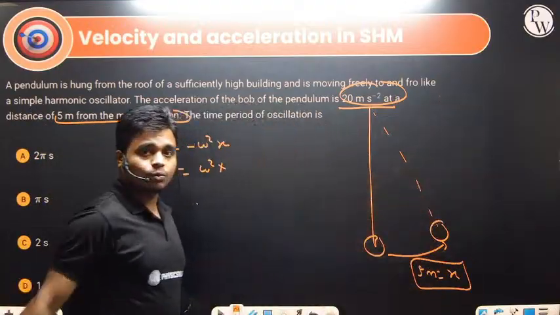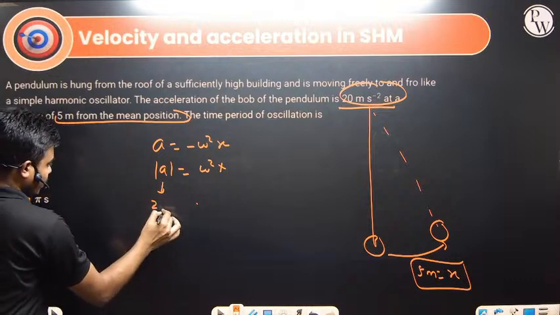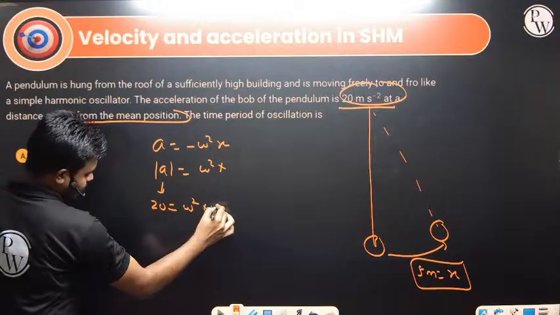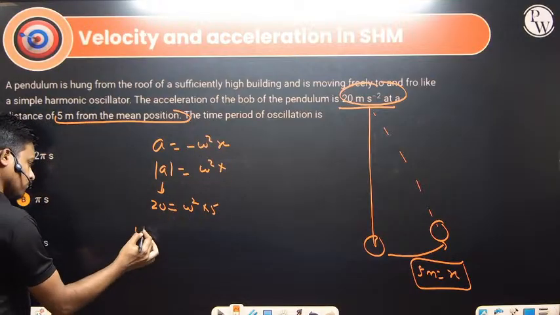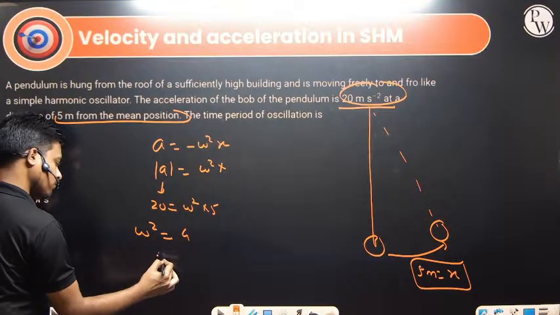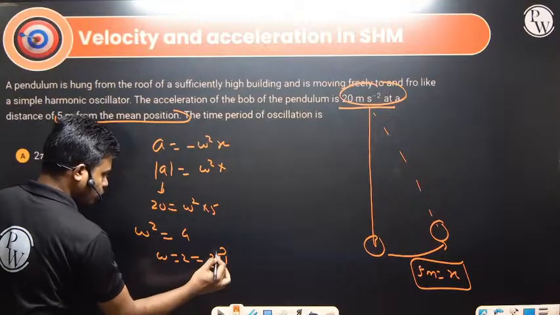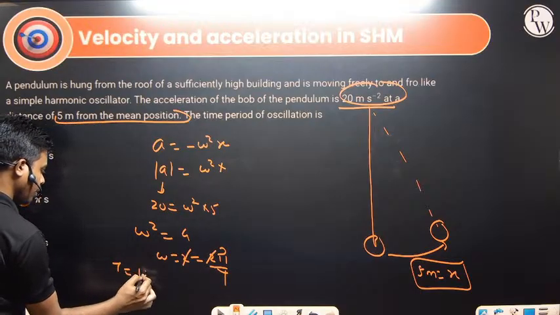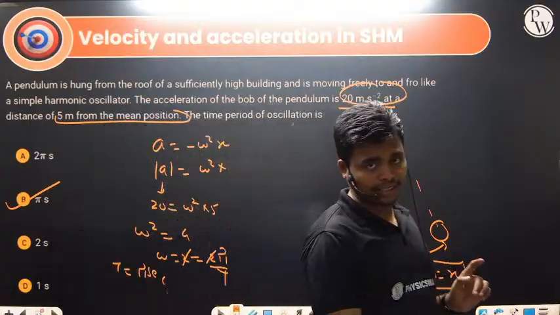At 5 meter, what is the value of the acceleration? They have mentioned that it is 20. So this value is 20, and what is 20? Omega square into 5, right? What are they asking? Time period of oscillation. Compare this. What is omega square? This will be 4. So what is omega? 2. And omega equals 2 pi by T. So here 2 and 2 cancel. How much did you get? T equals 5 seconds. Your answer is option B. Clear? Your answer is option B.